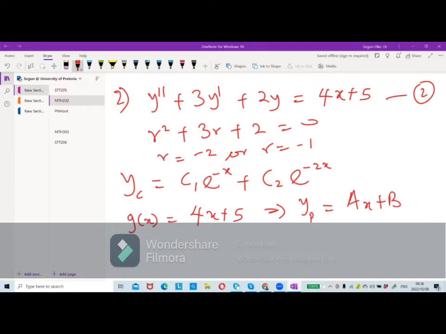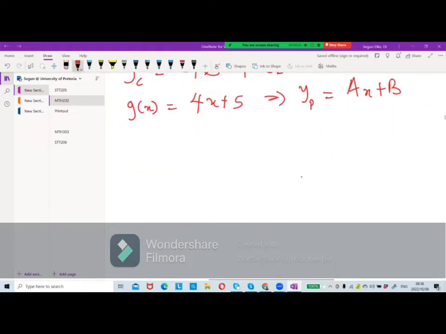Now, we need to differentiate. yp prime is equal to what? When you differentiate this with respect to x, what do you have? You have a, because the derivative of x is 1, and 1 multiplied by a is a. Then when you differentiate the constant, what do you have? 0. Any question? Then yp prime prime, when you differentiate a, what do you have? 0.